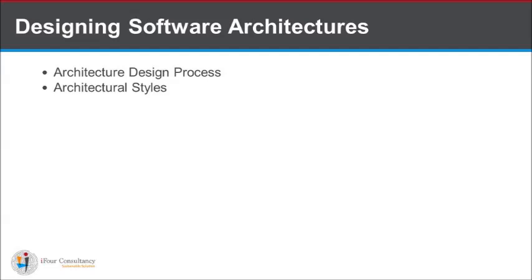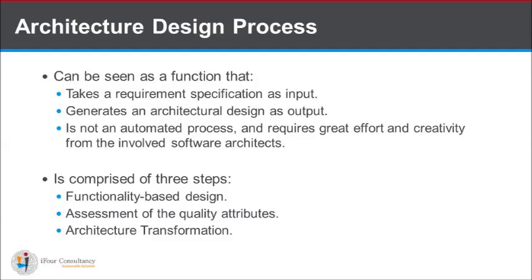Designing the software architecture is a major step in the life cycle process. This includes the architecture design process and architectural styles. The architecture design process can be seen as a function that takes the requirement specification as input and generates an architectural design as output. It is not an automated process and requires great effort and creativity from the involved software architect.